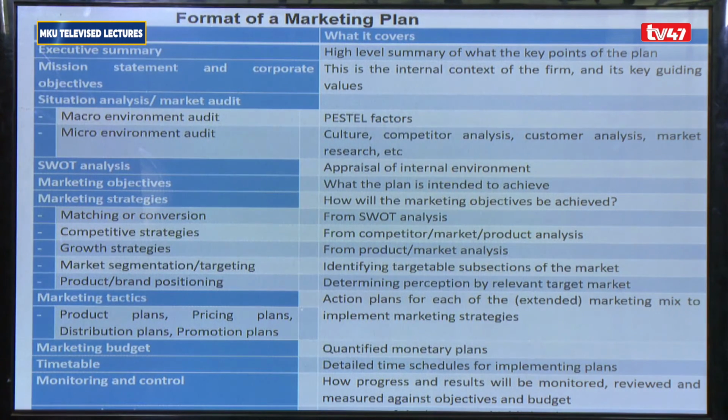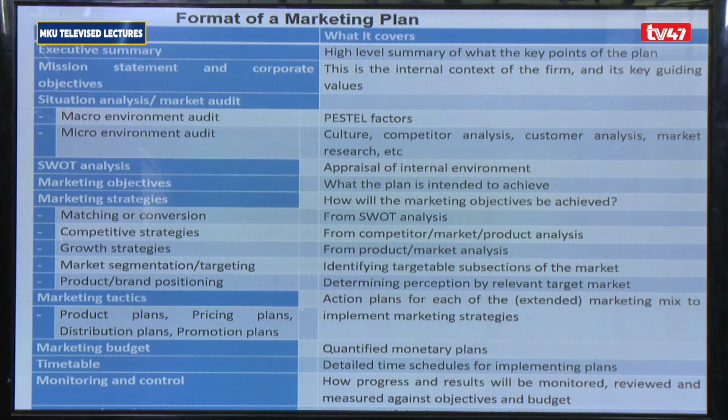So this is the format of a marketing plan in summary. That's how it looks. We have an executive summary. This is a high-level summary of the key points of the plan. And then remember, we talked about corporate objectives, so the mission statement and corporate objectives. This is internal. These are the values that are guiding you.